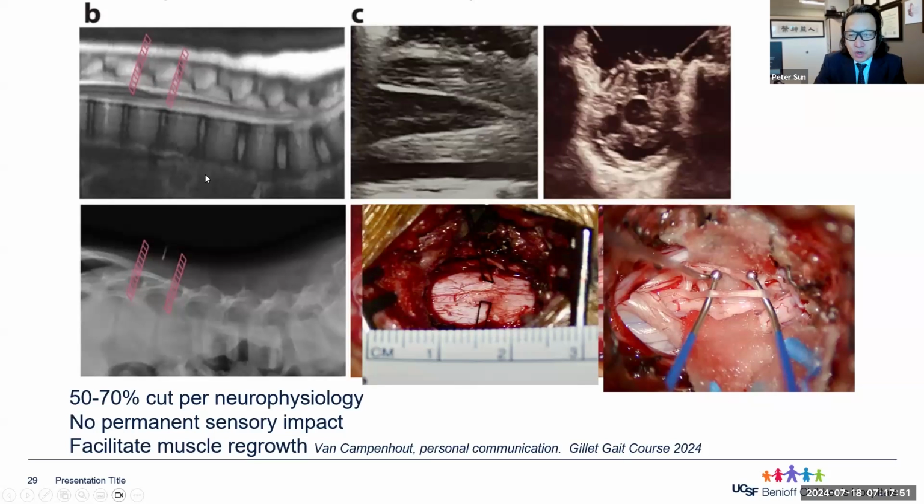And once we visualize where the conus is, we design our cut to expose the conus. And you can see the incision now is only 3 centimeters, so after we expose the conus, this is the dura. We open the dura. We stimulate individual nerves like we were talking about to find the worst nerves. And 50 to 70% are cut per the neurophysiological findings. And as it turns out, sensations overlap, and we don't have any permanent sensory impact. And there's some evidence even now, besides the clinical improvement, you see that on muscle biopsy or muscle measurements, it facilitates muscle regrowth.